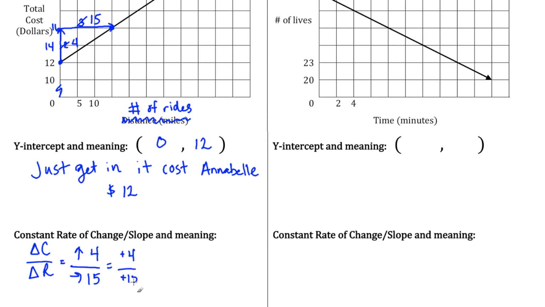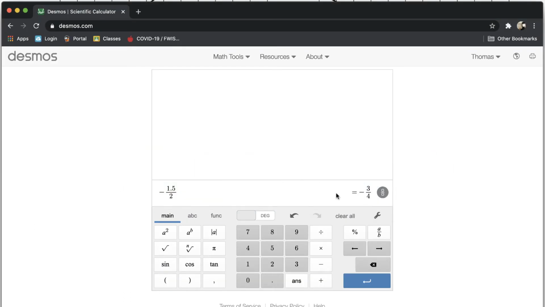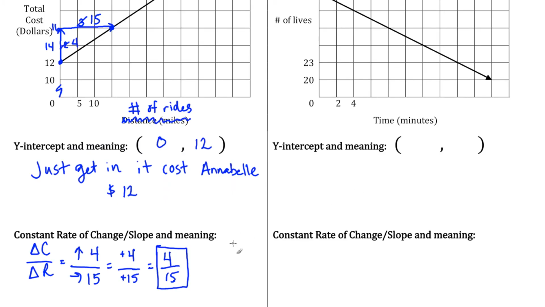A positive over positive is a positive 4 over 15. We can't reduce that. This one I will have to do here. 4 over 15 is 0.266 repeating. It only had a 7 at the end, remember? Because it rounded it.